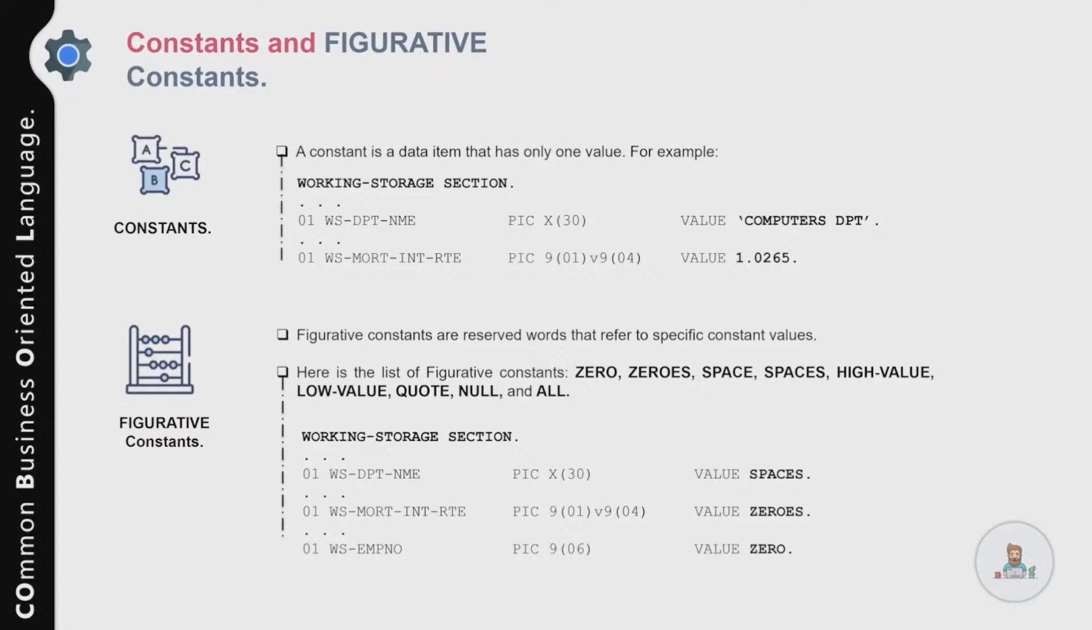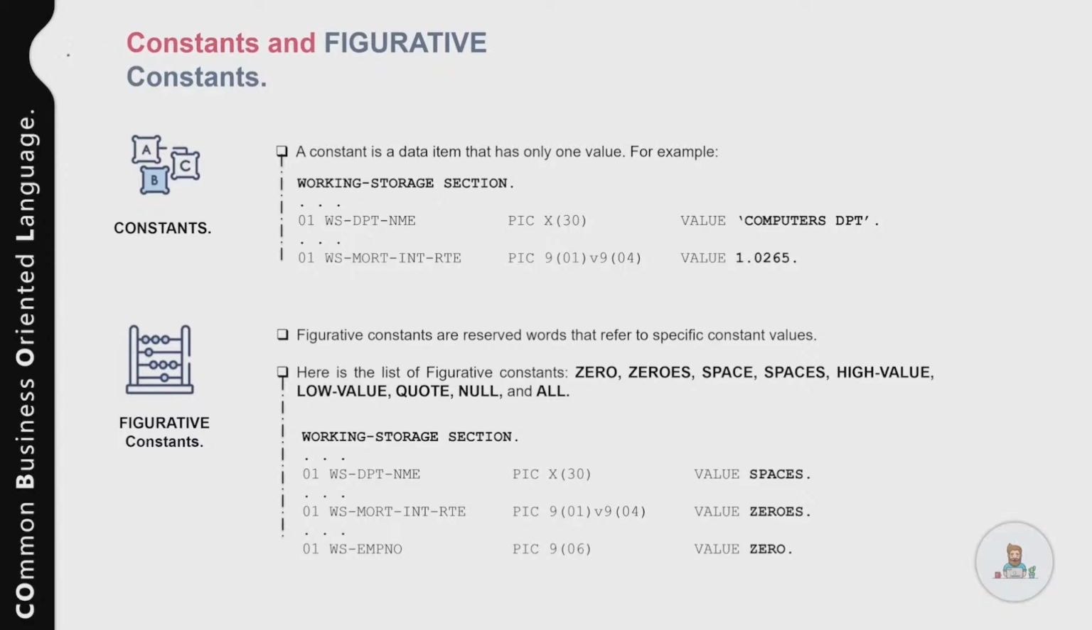So in the following example, I've used three different variables that I've defined in the working storage section. And these variables I'll be using as temporary variables. I will not be using them as constant variables the way I did in my previous example. In this case, first one is department name, second one is mortgage interest rate, and third one is employee number. And the initial value of all these variables is assigned with the help of the value clause and a figurative constant. For example, in case of department name, which is X of 30, that is alphanumeric, I've used a value clause along with spaces.